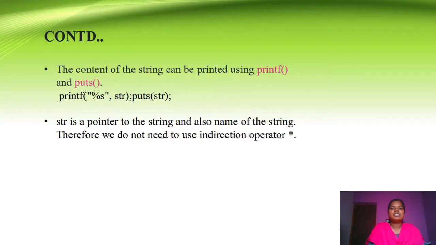The content of the string can be printed using printf or we can use puts. So the printf statement becomes printf("%s", str). If we write it with puts, the statement becomes puts(str). Here str is a pointer to the string and it is also the name of the string. Therefore we do not need to use the indirection operator while printing in the printf statement.